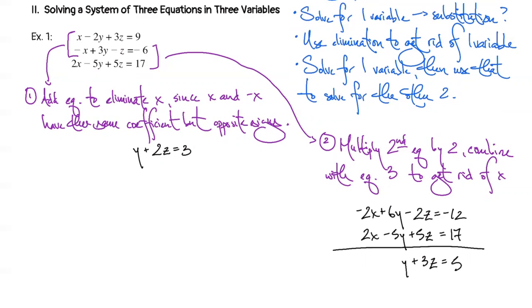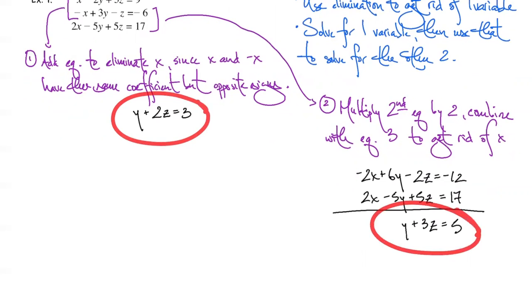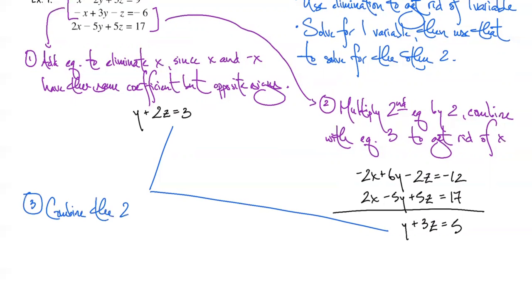All right. Well, check out what we have here now, folks. We have one equation with y and z. We have a second equation with y and z. And so what we can do in this third step is combine the two equations that only have y and z.